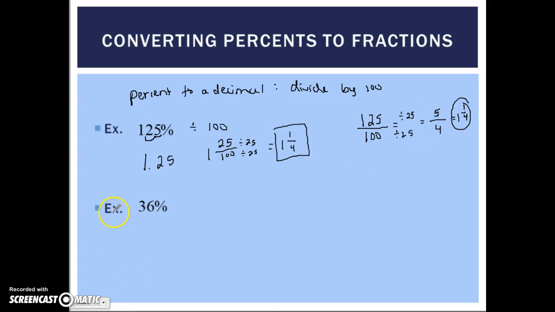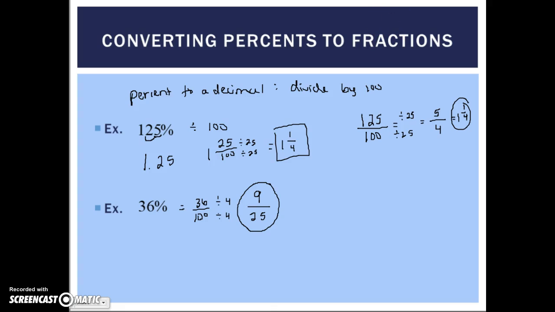So looking at this next example, 36%, you can think of this as being 36 over 100 because percents are out of 100. And then simplifying, if I divide out a 4 out of each numerator and denominator, 36 divided by 4, I would have 9. 100 divided by 4, I would have 25. So 9/25 would be this one as a fraction. So percents you can always write over 100, and if it's a percentage that's greater than 100, you're going to have either an improper fraction or a mixed number as your answer.